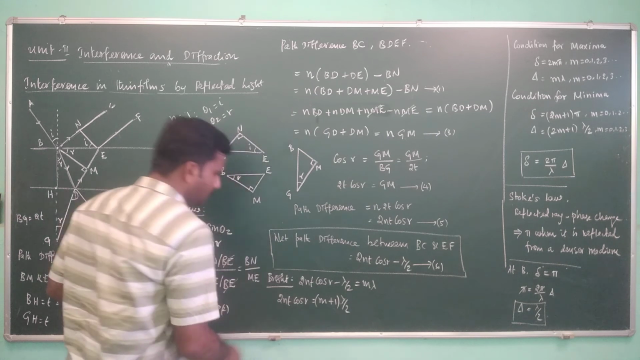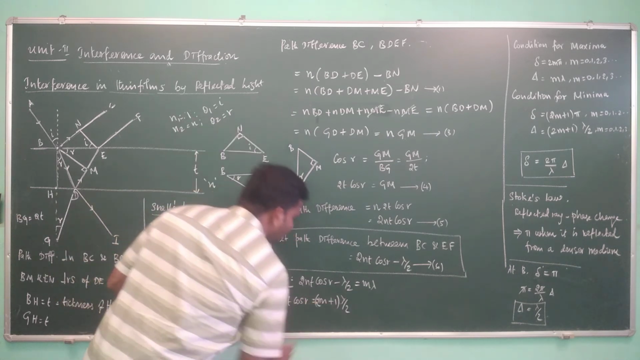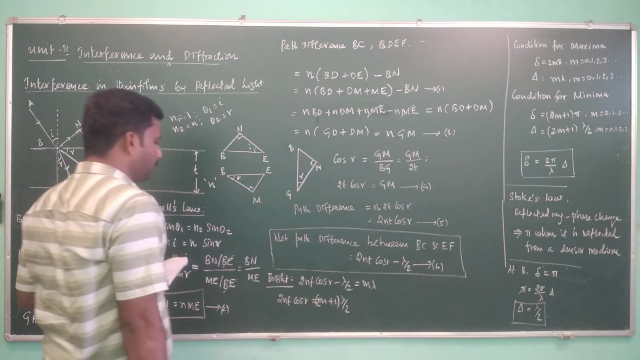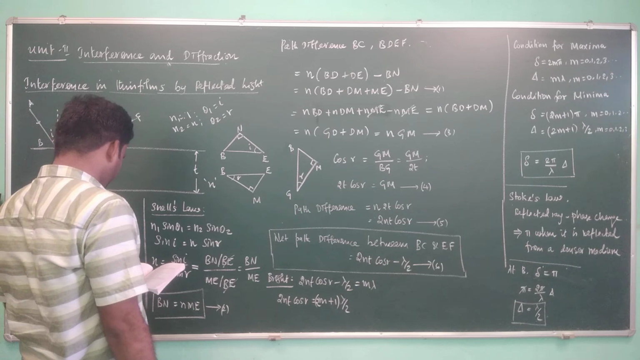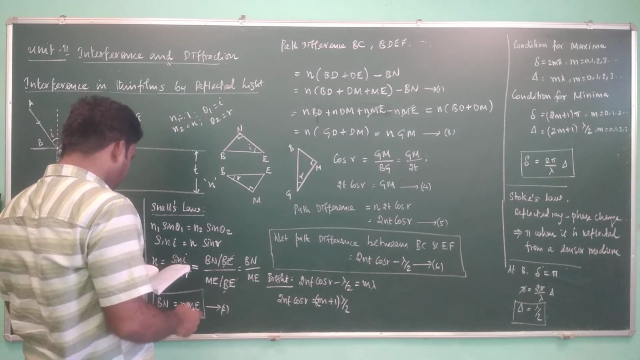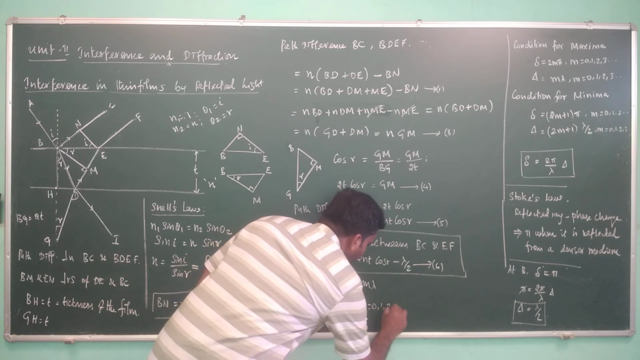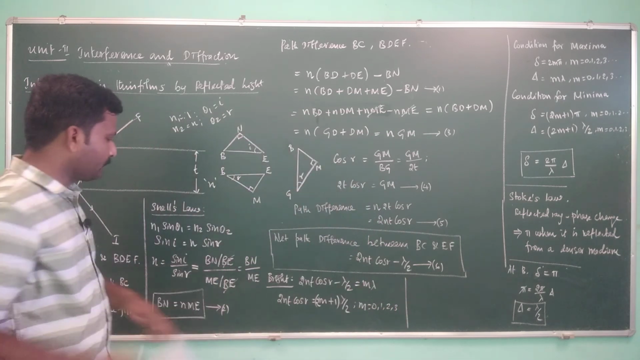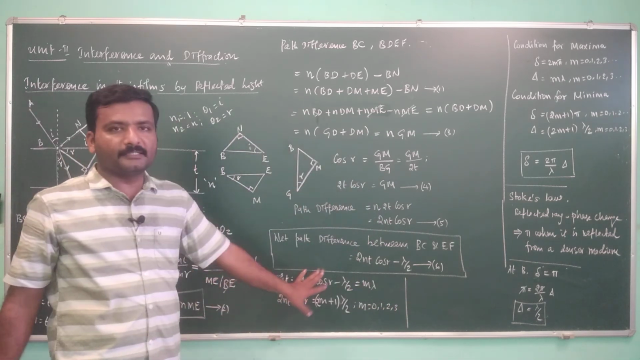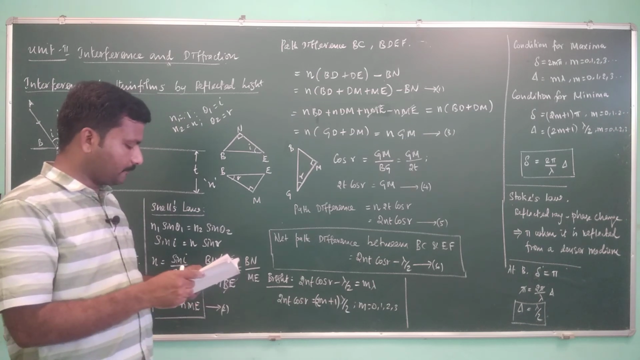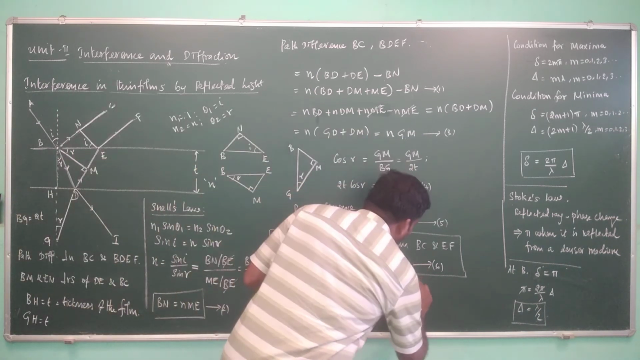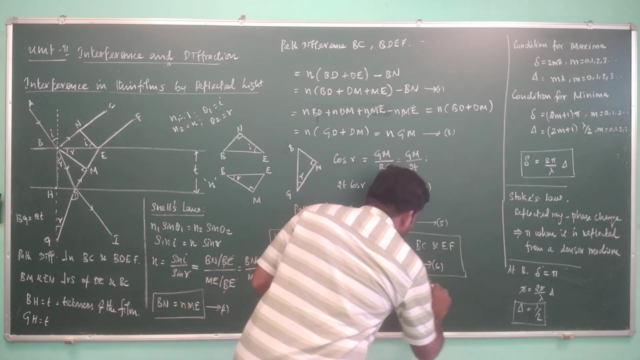Is it correct? 2m plus 1 lambda by 2. If this is the case where m equals 0, 1, 2, 3, it will yield a bright spot, right? When this condition is satisfied, the film will appear bright. When will the film appear dark?